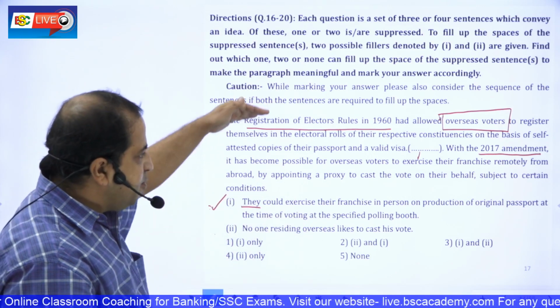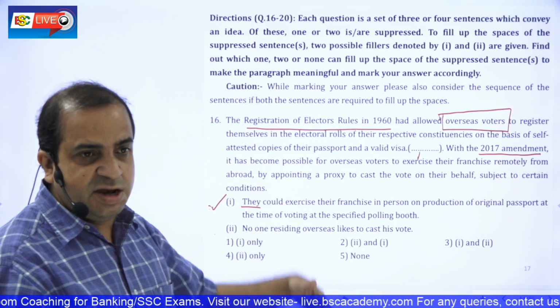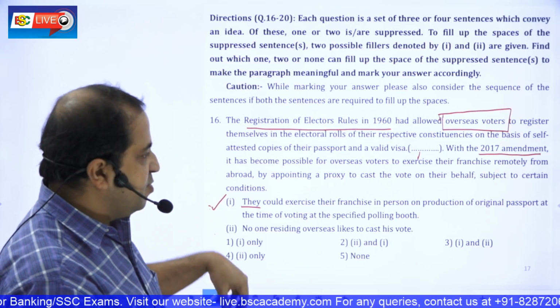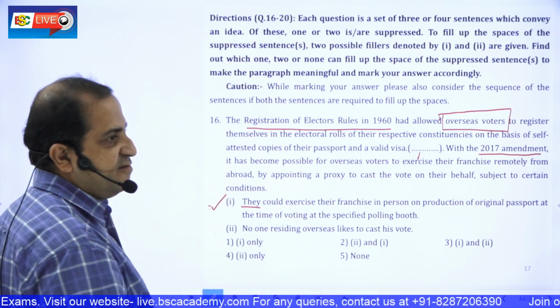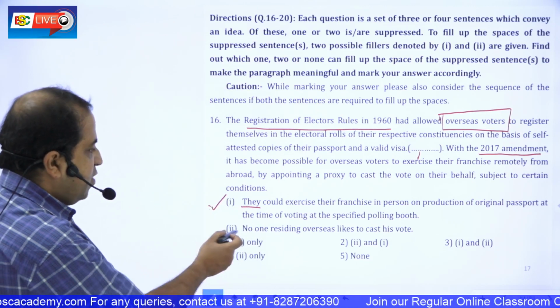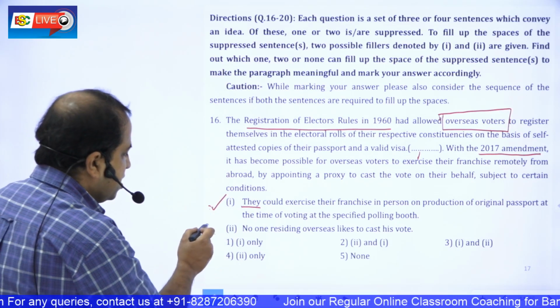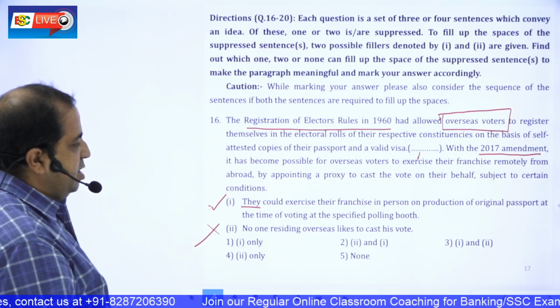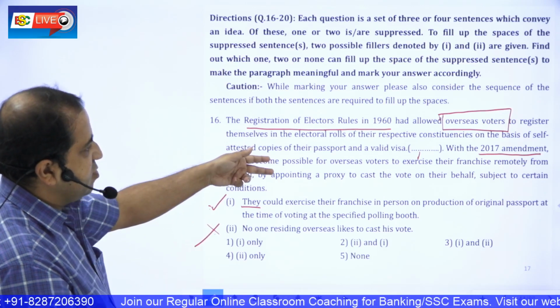अब यहाँ पे हम पॉजिटिव चल रहे हैं, वोट देने की बात हो रही है. कैसे उसमें प्रोविजन आया? अचानक ये प्रोविजन आ रहा है इसमें, ये कह रहे हैं नो वन रिसाइडिंग ओवरसीज लाइक्स टू कास्ट. ये बात कहाँ से अचानक आ गई? सो दिस कैन नॉट बी. तो अगर हम एक को फिट कर दें तो काम हो जाता है.